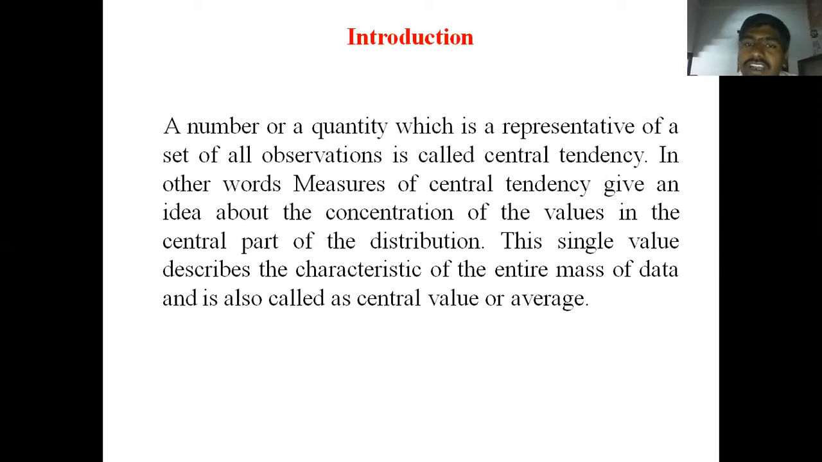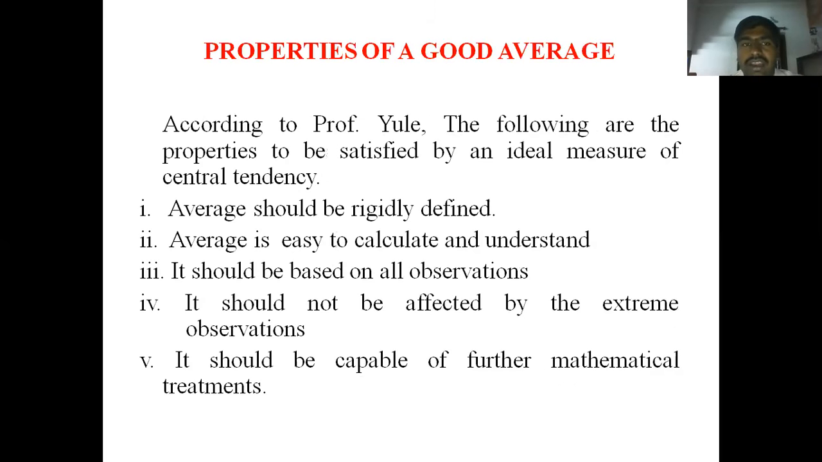And whatever central value we are calculating, it represents the entire data and also it gives a single value. This single value describes the characteristics of the entire mass of data and is also called the central value or average. And what are the properties of a good average? We have 5 different methods. Among all 5 methods, which is the best method? How do we decide it is a good average?